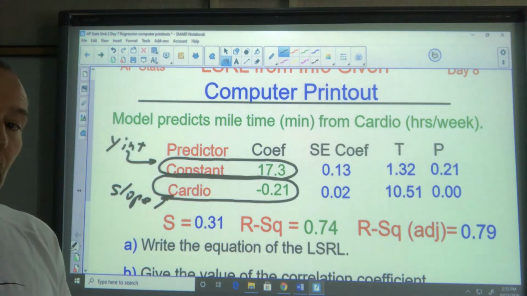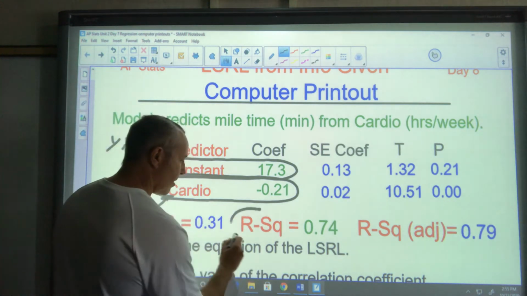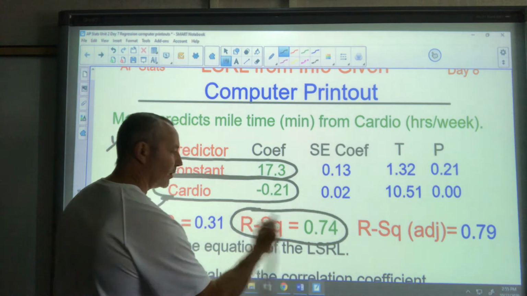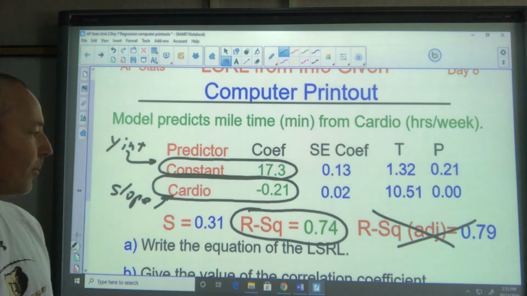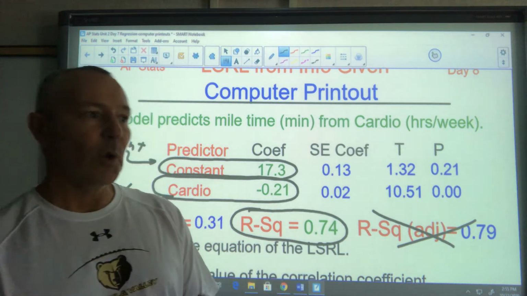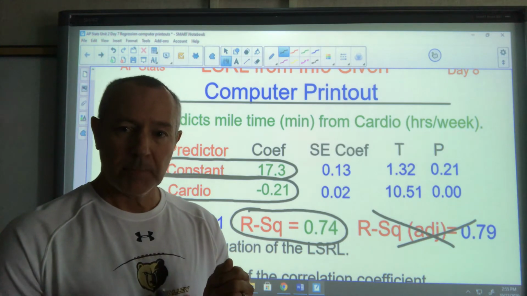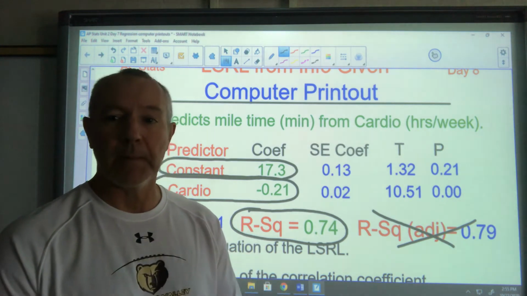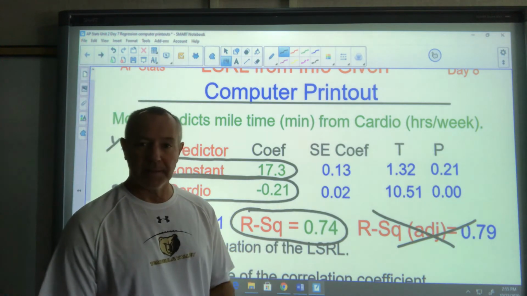The other values we want are r and r squared. We're interested in this one; we do not use r squared adjusted. There's a problem with this a little bit, because r squared is 0.74. r could be negative or positive, but once you square it, it's always going to be positive. So by looking at this, you cannot determine if r is negative or positive.